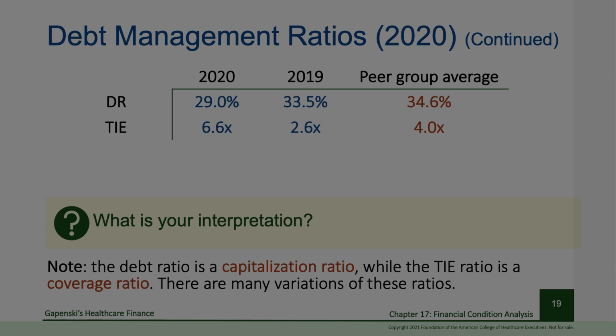Now, the times interest earned is 6.6 times for Riverside, and that is more than the peer group average, which is 4 times. So Riverside's interest is covered 6.6 times, so it has $6.6 of accounting income to pay each dollar of interest expense. Like we already said, the peer group average is 4 times. So the hospital is covering its interest charges by a relatively high margin of safety.